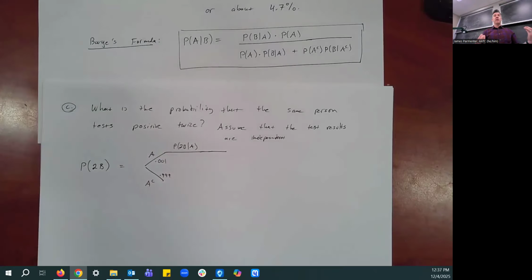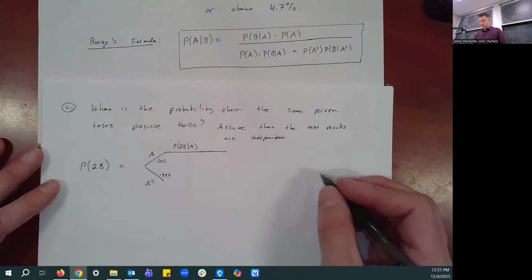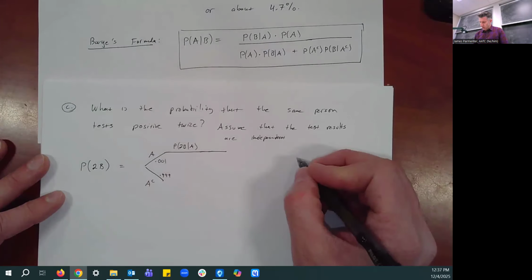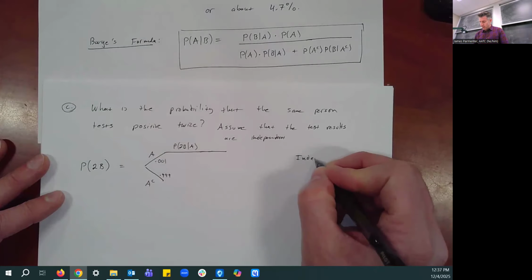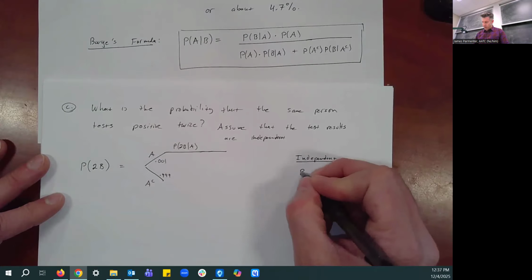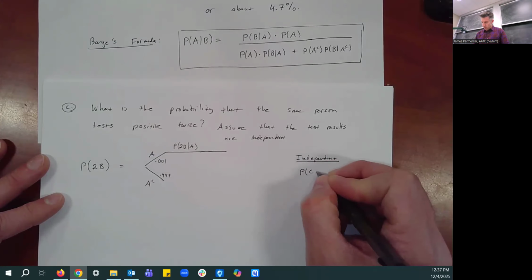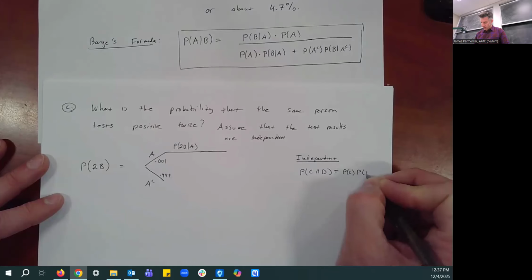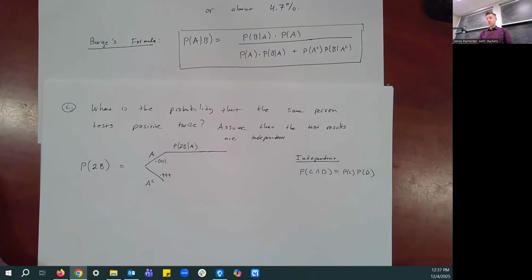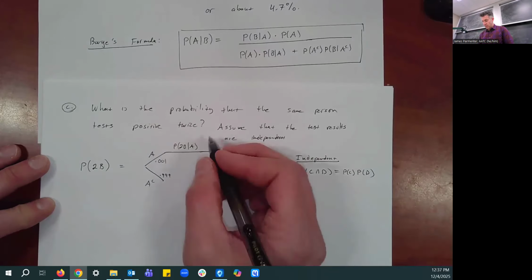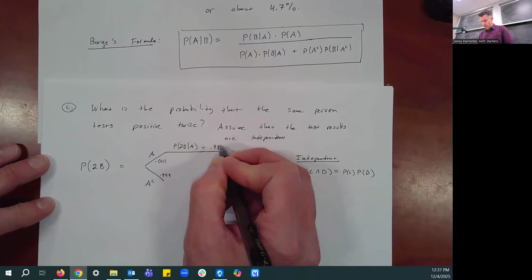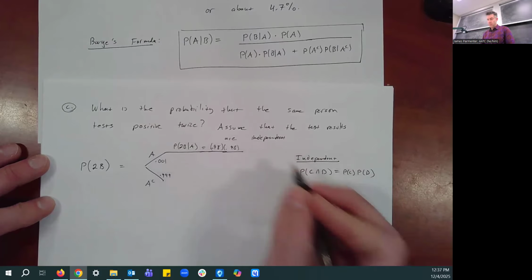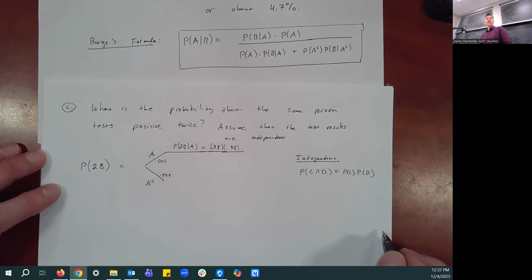And when events are independent, right? In fact, we talked about this briefly. When things are independent, one of the things we know is true is that the probability of their intersection, that both happen, is the same as the probability that each happens multiplied together. So two positive tests just means it's going to be 0.99 times 0.99, given that someone has the disease.